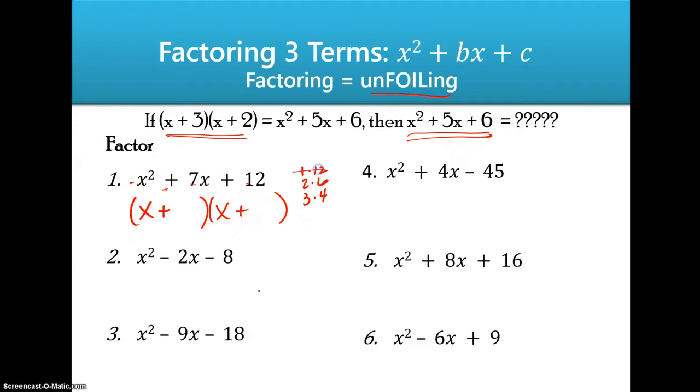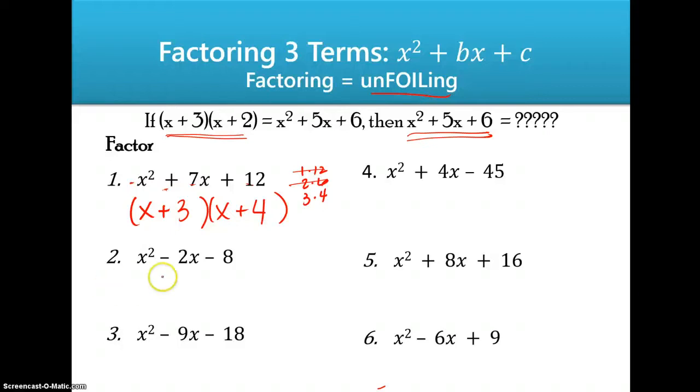Well, it's not 1 times 12. 2 times 6 when added is 8. 3 times 4 when multiplied is 12, and when added is 7. So this factors to x plus 3 and x plus 4. A common question is, well, what if I wrote it as x plus 4 times x plus 3? That's okay, because multiplication is commutative, so the way that you write those factors does not matter.